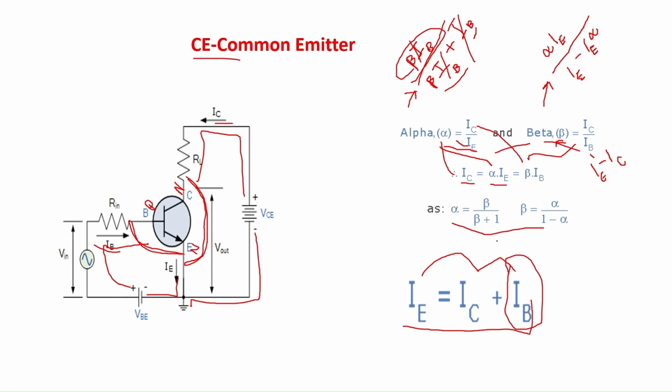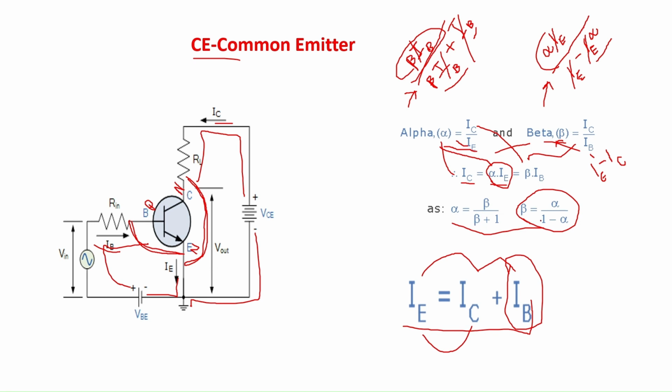And for this equation beta equal to IC by IB, in place of IC we will be substituting alpha IE, and in place of IB, from this equation we know that IB equal to IE minus IC. IE minus, in place of IC we will be substituting alpha IE. If we take IE as common, in IE numerator and denominator will get cancelled, and we get the final equation as beta equal to alpha by 1 minus alpha. This is alpha in terms of beta, and this is beta in terms of alpha.